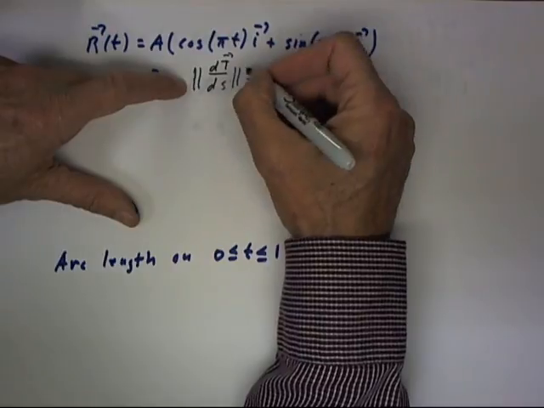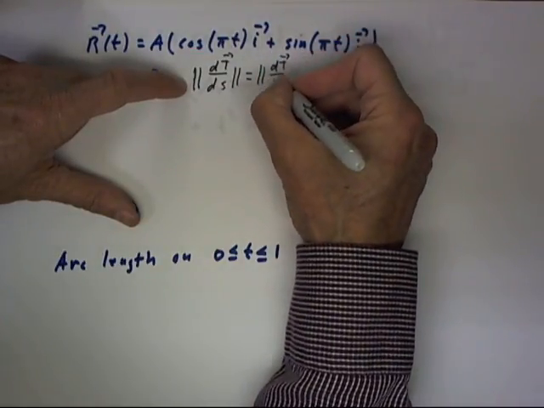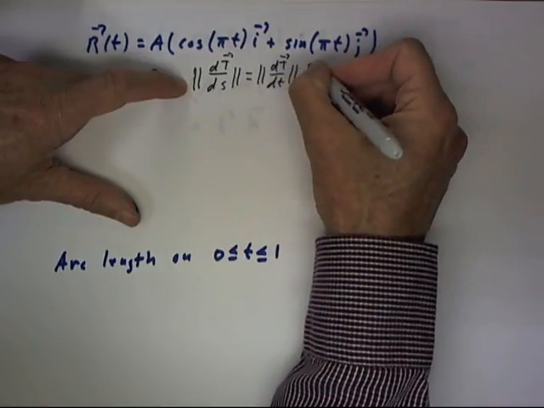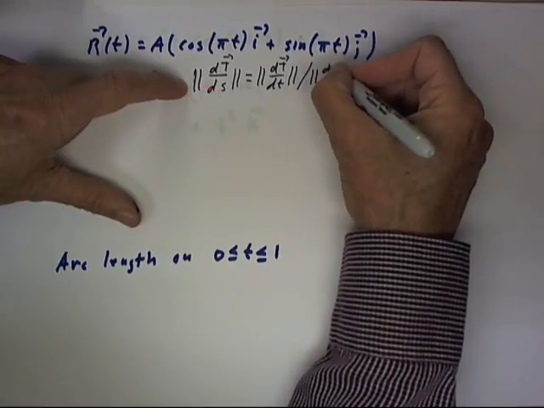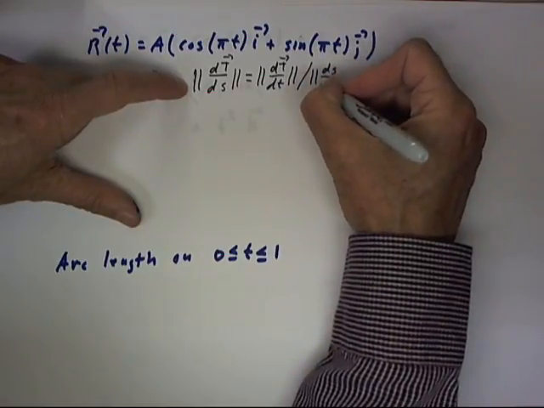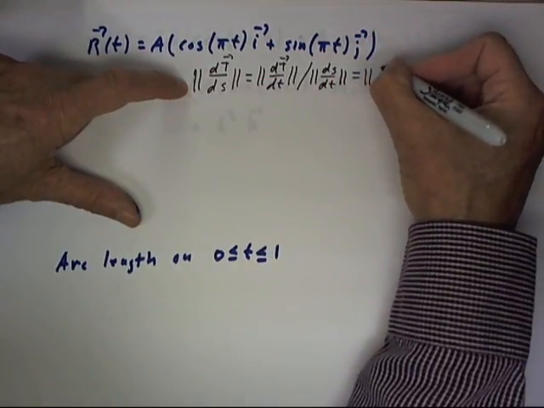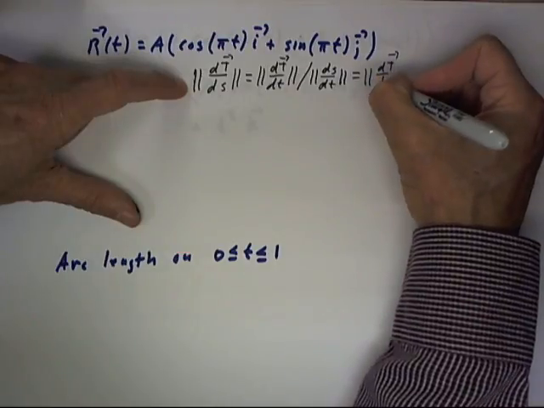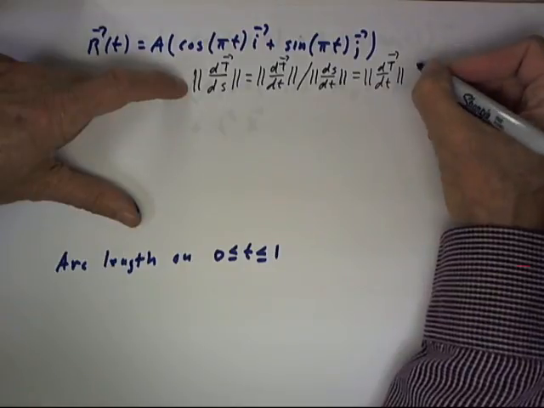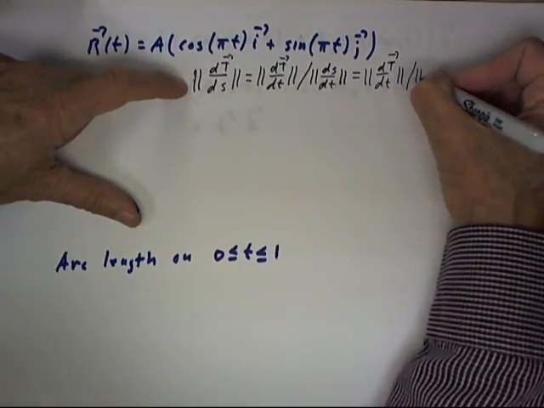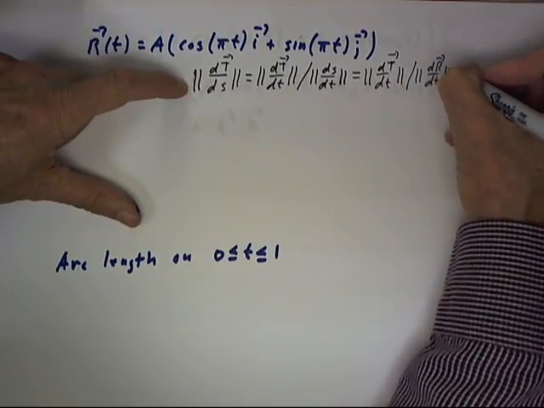And to calculate that, we calculate first the derivative of the unit tangent vector with respect to t divided by the magnitude of ds/dt. Didn't really need the magnitude on this, but that's going to be d of big T with respect to little t divided by the magnitude of dr/dt.